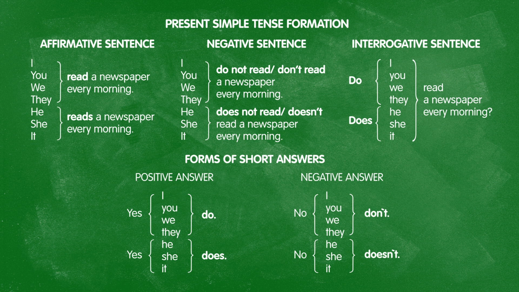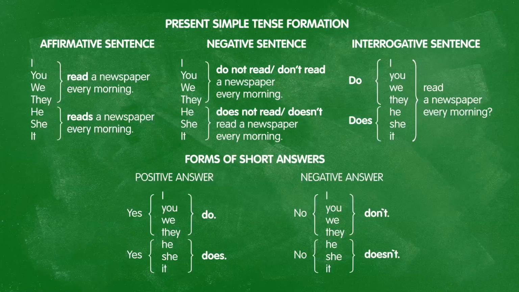And be careful when using the present simple tense because you want to look for verbs that end with S when used with he, she, and it. He does, she does, it does. However, when using the pronouns I, you, we, and they, we do not use an S ending. We say I do, you do, we do, and they do.